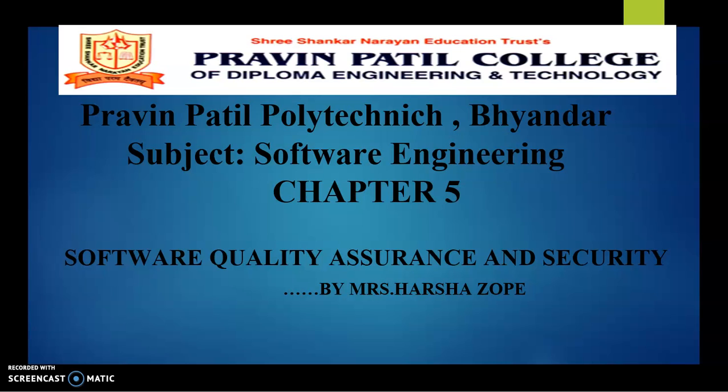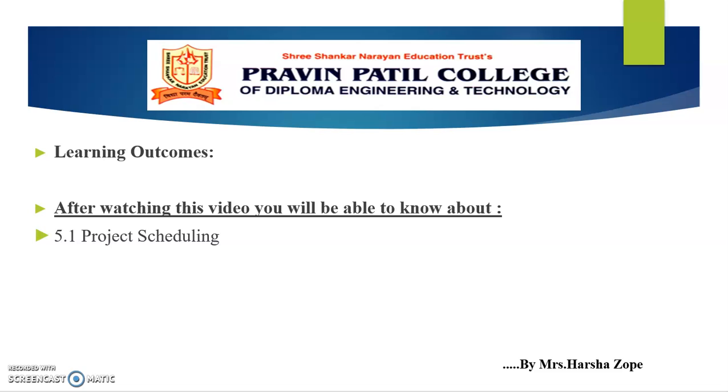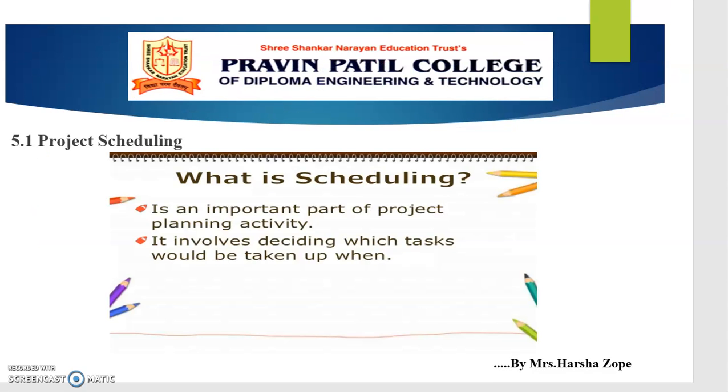Today we are going to start chapter 5, that is software quality assurance and security. Learning outcomes of this video are: after watching this video, you will be able to know about project scheduling. Then we'll start with our topic, that is project scheduling. First, we'll see what we mean by scheduling.